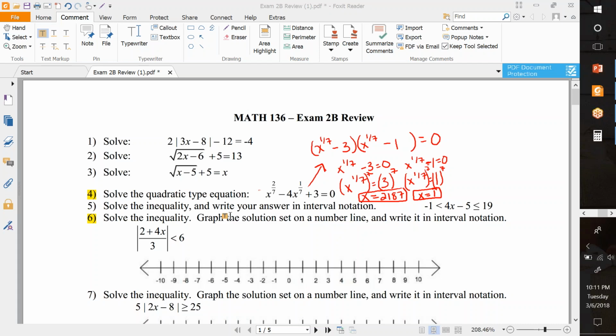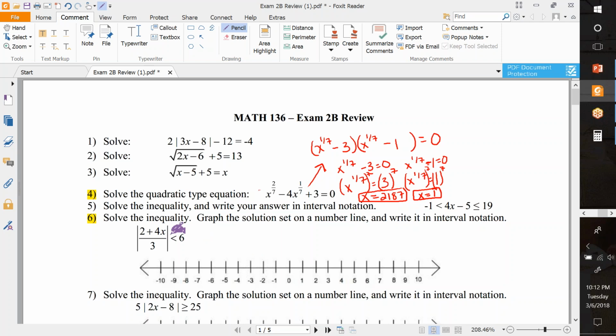So looking at number 6, we're going to be solving the inequality, and we're going to graph the solution set on a number line and write it in interval notation. So when you have an absolute value and you have an inequality, there's one of two scenarios that is going to happen for how we're going to solve it. There are two special cases as well, but typically on a test situation, we're going to give you something you can actually solve. So for this one, this is an absolute value which is less than a positive number.